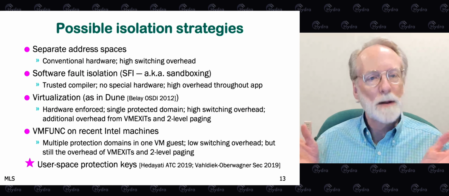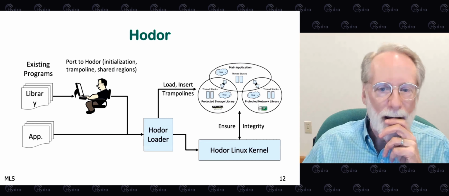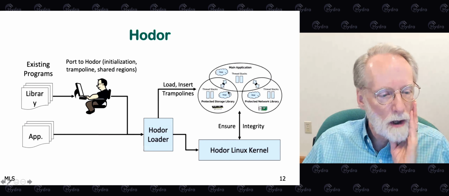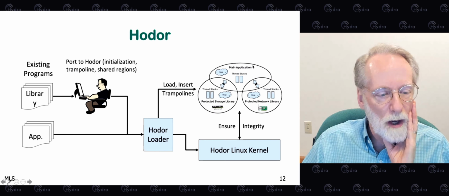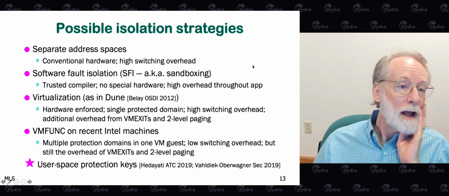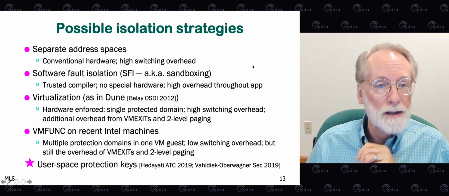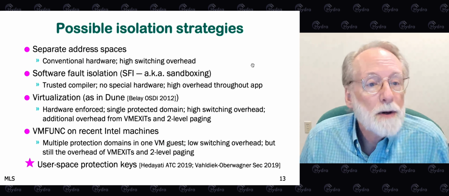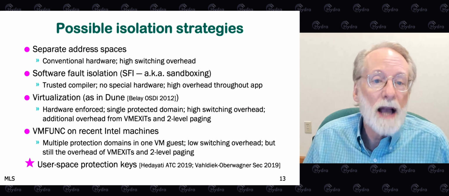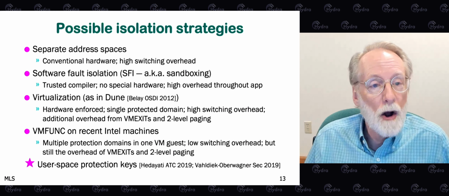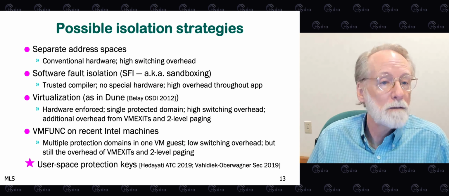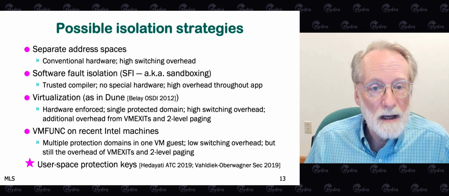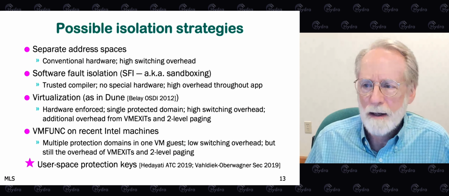So how do we implement this isolation? Back in this slide, how do we make sure that we can't access the protected resource when we're executing code up in the main application? And there's multiple possible ways we could do this. One is to have separate address spaces and to switch address spaces when we make a call into the library. That can be done with conventional hardware, but it has a high switching overhead.